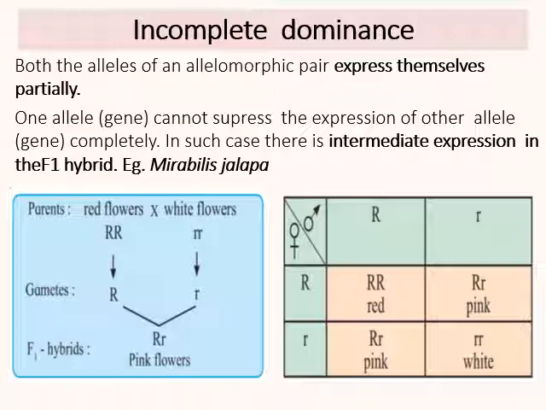An example of incomplete dominance is Mirabilis jalapa or the snapdragon plant. Mirabilis jalapa is also called the 4 o'clock plant.